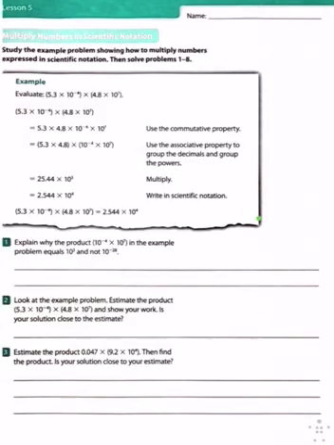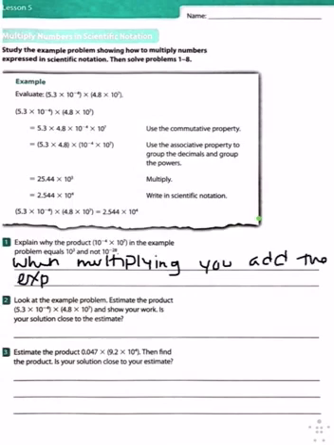Number 1, explain why the product 10 to the negative 4th times 10 to the 7th in the example problem equals 10 to the 3rd and not 10 to the negative 28th. When multiplying, you add the exponents, not multiply them.